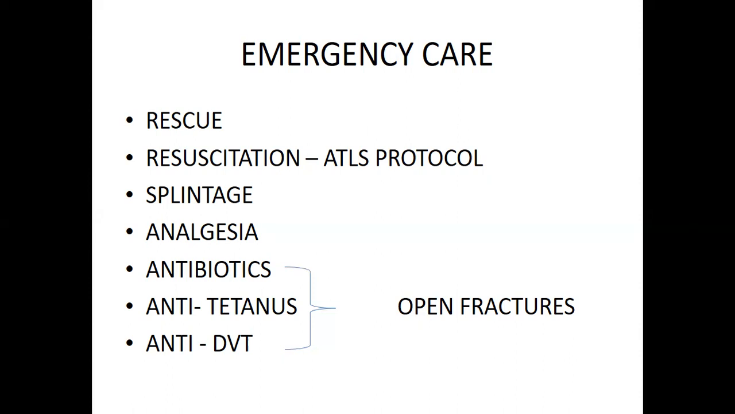And then splinting also reduces pain for the individual, so it is going to reduce the metabolic response to that particular trauma. So splinting is an essential part, okay, in the emergency care management of a fractured individual, a polytraumatized patient. Then after you've done that, resuscitated, you have to give analgesia. The patient is in pain, so you have to give analgesia, okay?